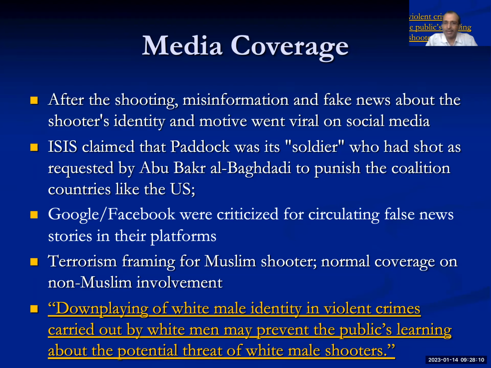Downplaying of white male identity in violent crime carried out by a white man may prevent the public's understanding of the potential motive of the shooting. So we don't know yet what the motive was, because the person died immediately. He was shot and killed. There were further investigations, but we're not sure of the exact motive, because prior to this incident, the guy had a very good history, no big issues with police. He was in a retirement home, and there was nothing to explain why he was so angry and had so much poisonous thinking in his mind.